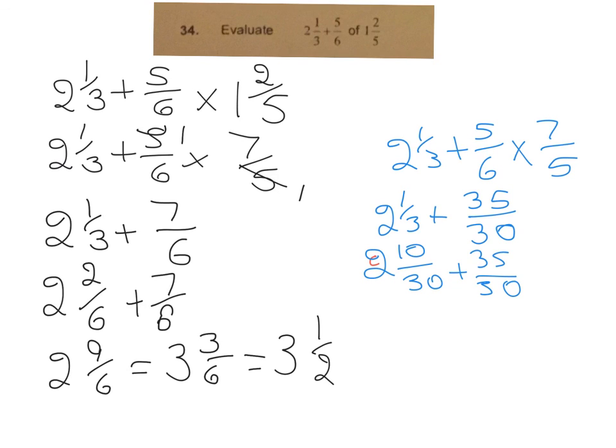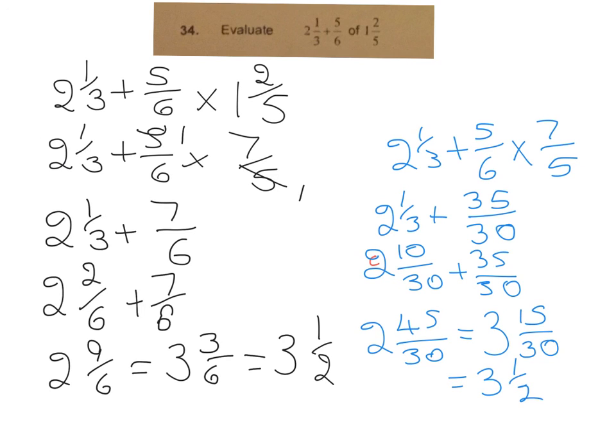Now we can go ahead and add. So we're left with 2 and 45 over 30. We can change the 45 over 30 into a mixed number. So 30 away from 45 is 1, with 15 left over. So 3, 15 over 30, which is equal to 3 1/2, which is exactly the same as we got before.